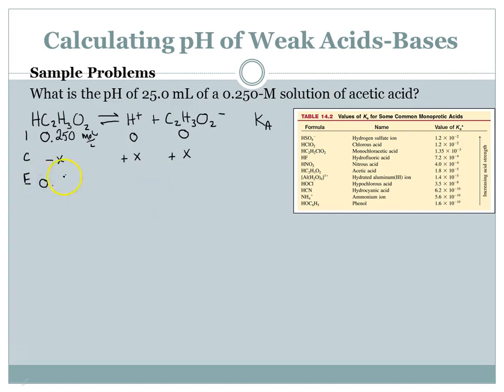So at equilibrium, oops, pen kind of paused there. So at equilibrium, my concentration of the acetic acid is 0.250 minus X. This is X, and this is X. Now I'm going to set up my Ka expression. So Ka, products over reactants.